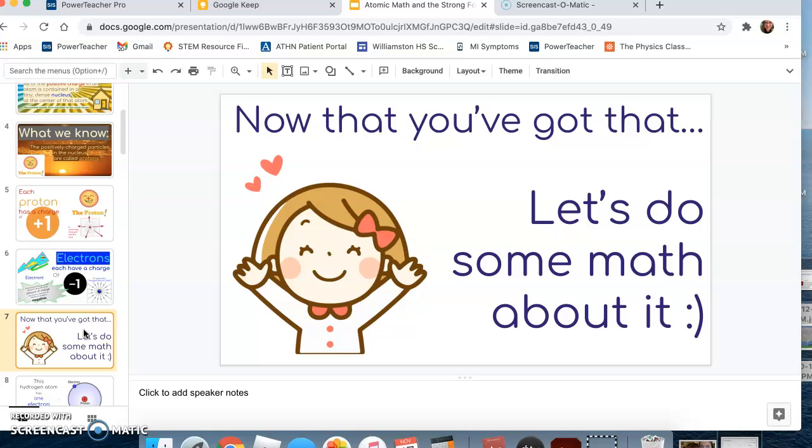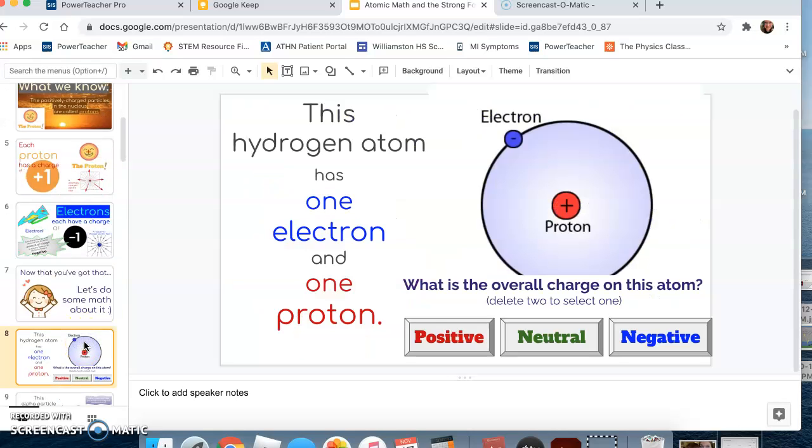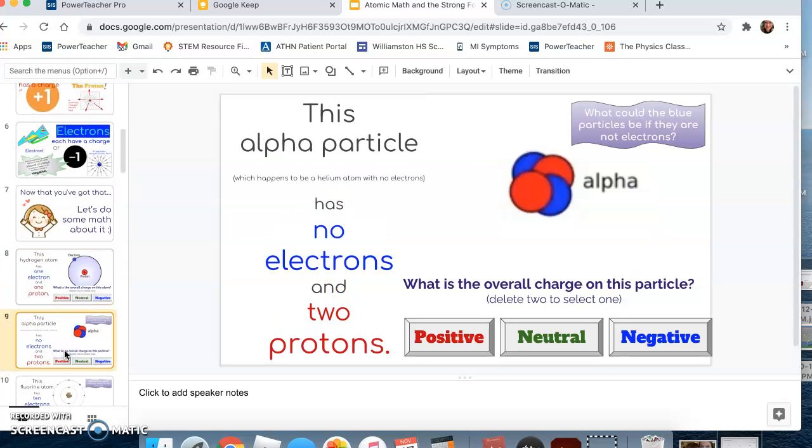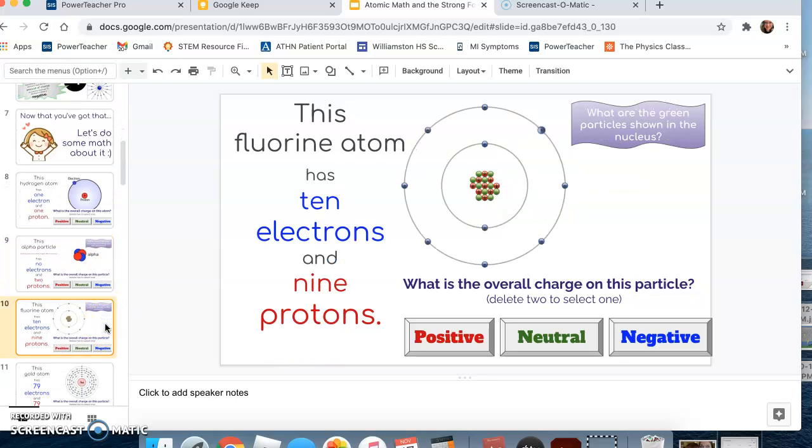So now that you've got that, let's do some math about it. This hydrogen atom has 1 electron and 1 proton. So the overall charge, if you have 1 electron and 1 proton, is going to cancel out and it'll be neutral. This alpha particle, which is something you'll remember from Rutherford's experiment, has no electrons and 2 protons. This is a helium atom without any electrons. So 2 protons and no electrons is going to give us a positive +2 charge, right? Okay, so then this fluorine atom has 10 electrons and 9 protons.